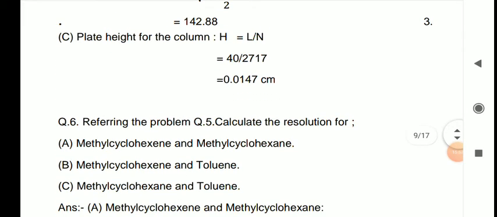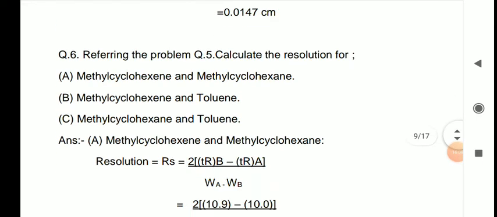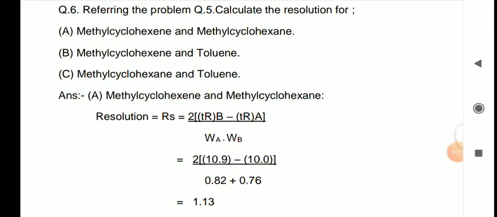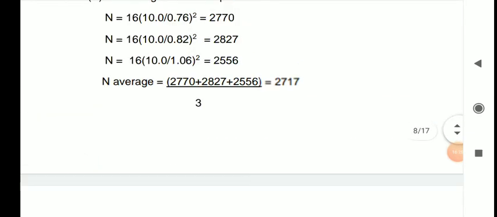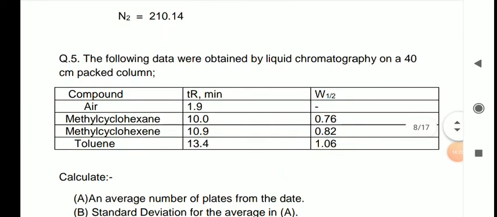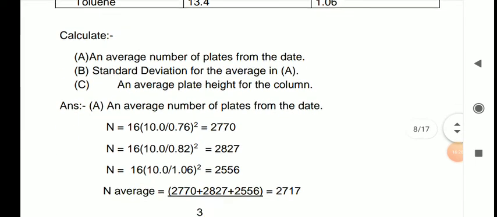Now the sixth problem is to calculate the resolution for methyl cyclohexane and methyl cyclohexene, methyl cyclohexene and toluene, and methyl cyclohexane and toluene. All the three resolutions we have to calculate. So it's very simple. You have to apply those formulas of RS. RS for A and B. Here A is methyl cyclohexane, B is methyl cyclohexene, and C is toluene.